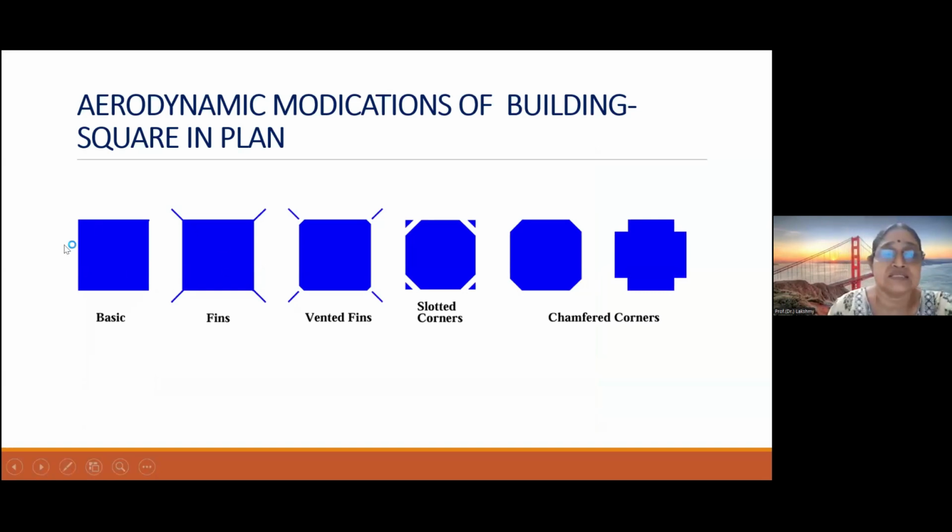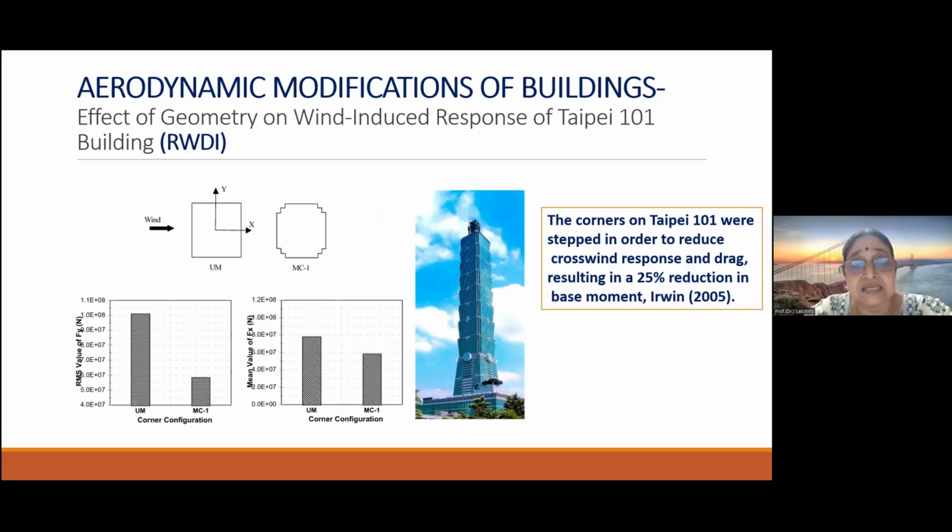So you can see that this is a square building in plan. You can have some fins or vented fins, or slotted corner, or chamfered corner, or a corner cut provided to the square building. This is another example I just want to tell you. This is the Taipei 101 building. To reduce the crosswind response and the drag, they have provided corner cuts, not one corner cut but in steps, two corner cuts at each corner. And you can see this is the square building, and this is the crosswind force RMS value of that.